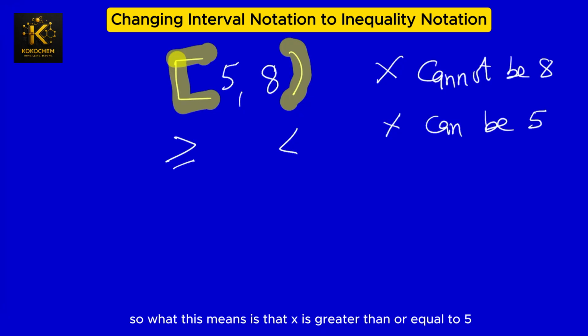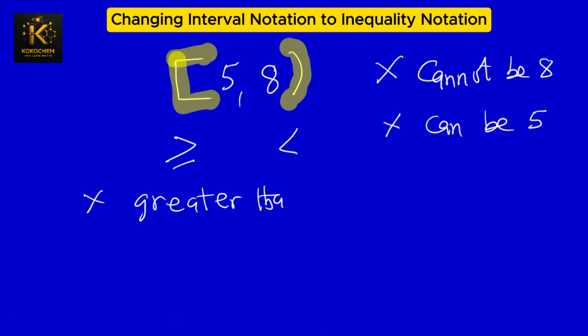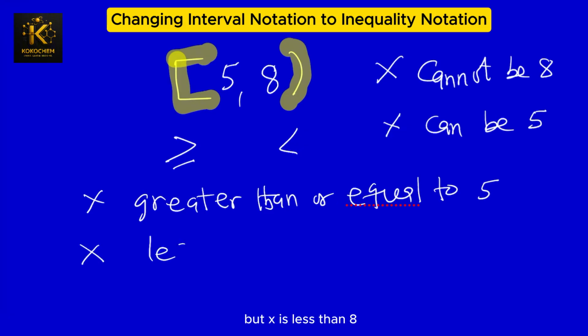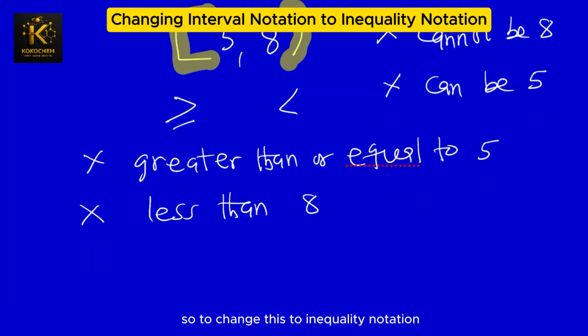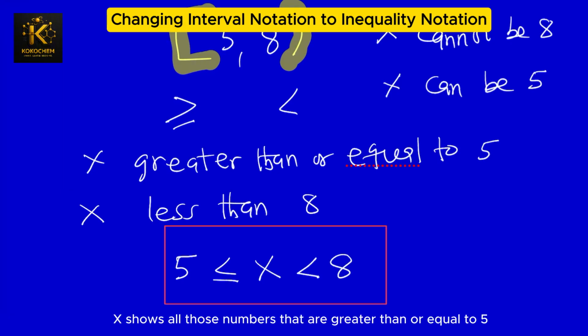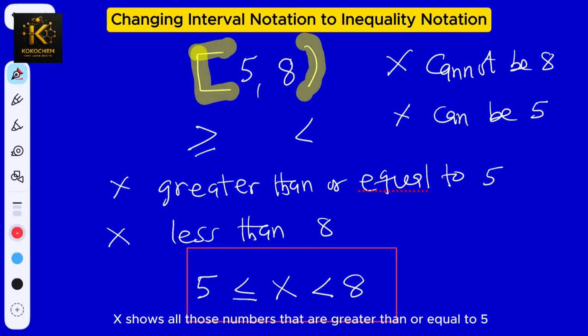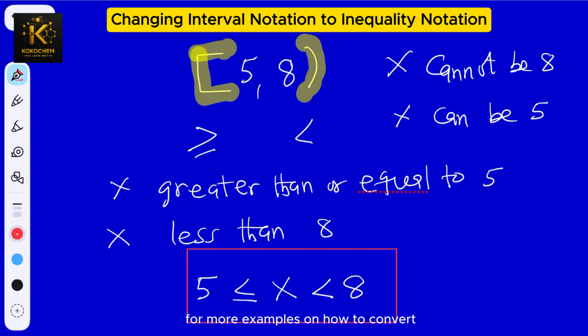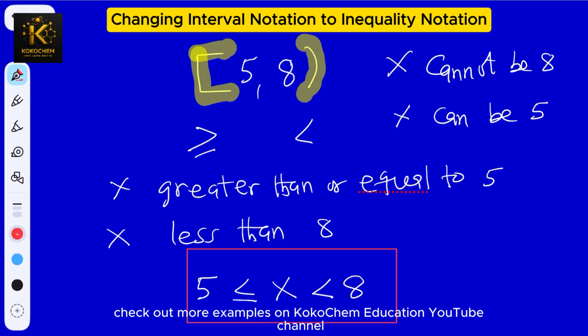So what this means is that x is greater than or equal to 5, but x is less than 8. So to change this to inequality notation, you have 5 is less than or equal to x less than 8. X shows all those numbers that are greater than or equal to 5, but at the same time, x is less than 8.